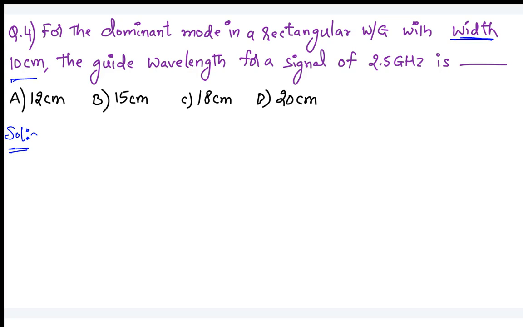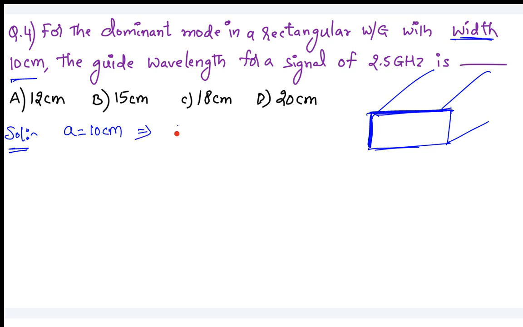Anyhow, if you see your rectangular waveguide, you will have A dimension and B dimension. It doesn't actually matter; some people can call this the width and some people can call the other the width. But when you are taking it in the dominant mode, suppose A is equal to 10 centimeter, you assume that the dominant mode is TE10. There are only two options, right? Either it should be TE10 or TE01.